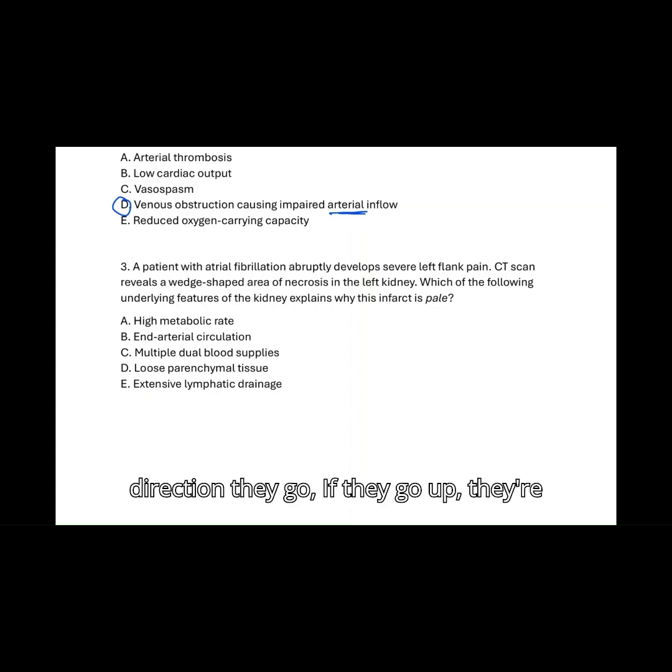And depending on which direction they go, if they go up, they're going to go to the brain, and they could cause what? Stroke. And if they come down, they could go to the spleen, causing infarction. They could go to the intestine, causing infarction. They could go to the kidney. They could even go to the lower extremity, to the leg, thereby causing ischemia and infarction. So the CT scan reveals a wedge-shaped area of necrosis in the left kidney. Which of the following underlying features of the kidney explain why this infarct is pale? Remember, we said it's because of what? Very good. End artery circulation.